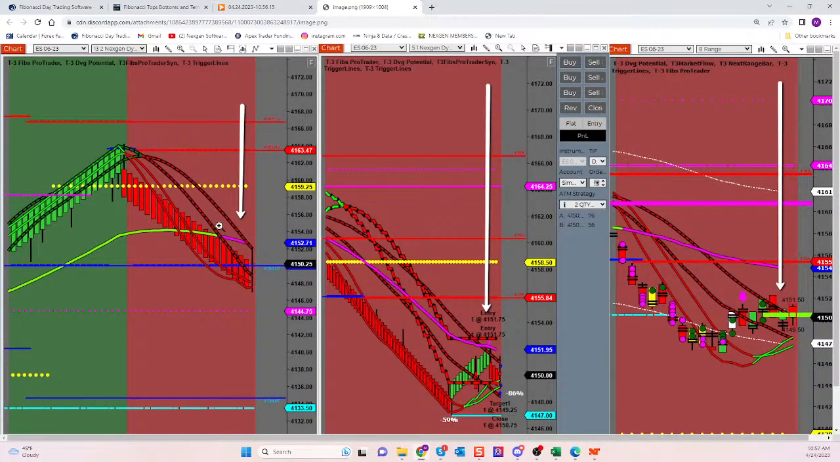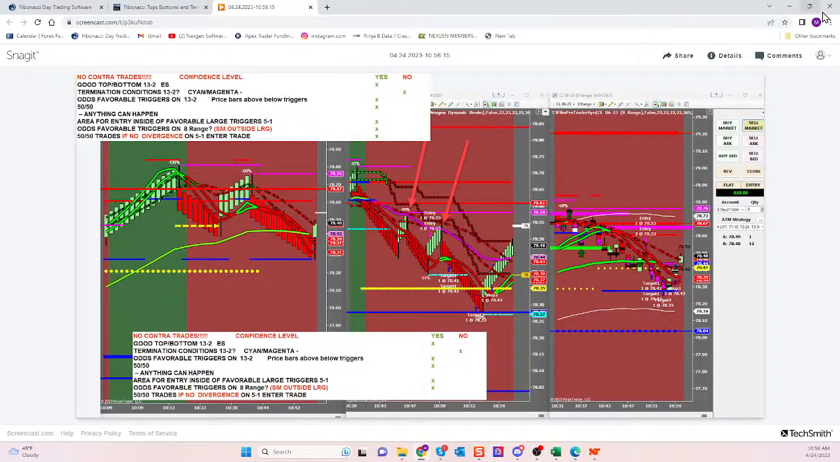Carl, termination, odds favorable, perfect entry. Knowing that this green line could be a fly in the ointment, you took your exit, you made some money. $100 on 2 contracts, nothing wrong with that, right? That's $200 in the bank.